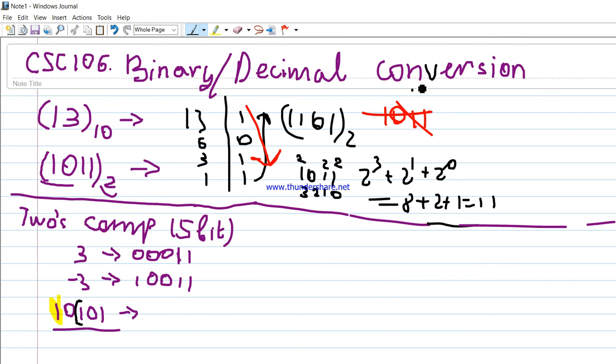Okay? And as you can see, 1011 is absolutely a different number to 13. It's 11. So the order in which you're going to be going here, from top to the bottom or bottom to the top, is important. You should always go from the bottom to the top.